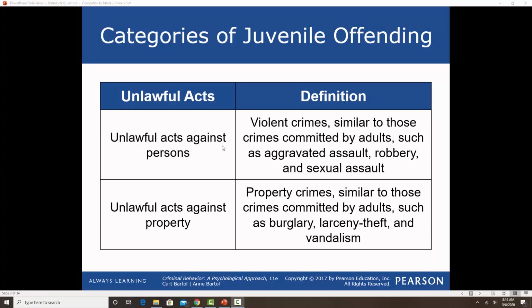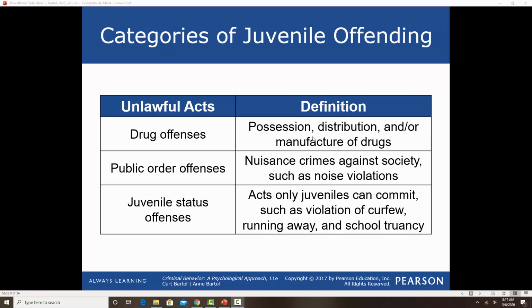And it's the violent crimes that are more likely to get a juvenile waived to the adult criminal system. Property crimes typically are going to stay in the juvenile court system, but violent crimes have the potential, particularly homicide and sexual assault, to be waived to the adult criminal court system. We also, of course, have drug offenses. These are big for juveniles: possession, distribution, or manufacturing of drugs. Generally speaking, juveniles are not arrested for manufacturing, but definitely for possession and sometimes distribution.